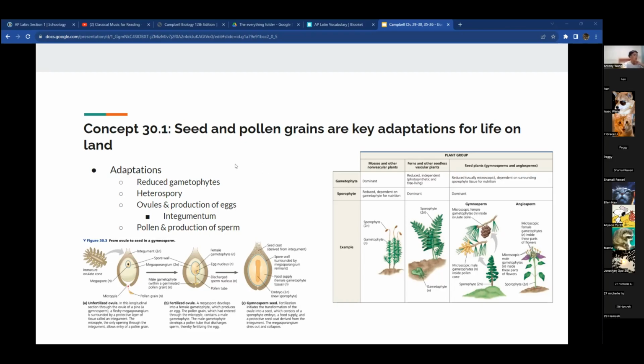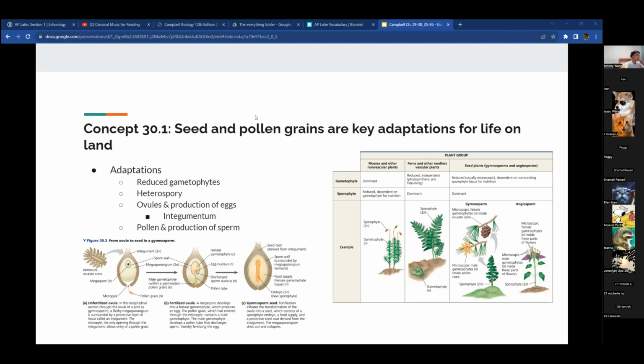Seed and pollen grains are key adaptations for life on land. These two aspects are very important for life on land, specifically because, let's talk about pollen grains first. Pollen allows the gametophyte and their gametes to be transported through air. Because they can be transported through air, they don't need water. This allows the plants to move away from an aqueous environment and into a more terrestrial environment.